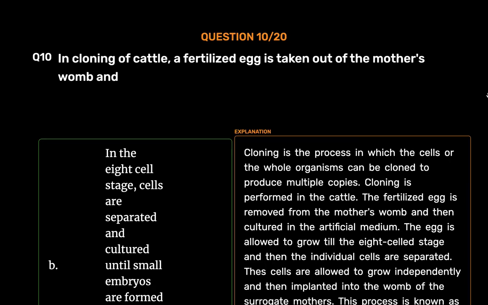The egg is allowed to grow till the 8-celled stage and then the individual cells are separated. These cells are allowed to grow independently and then implanted into the womb of the surrogate mothers. This process is known as an artificial twinning method.